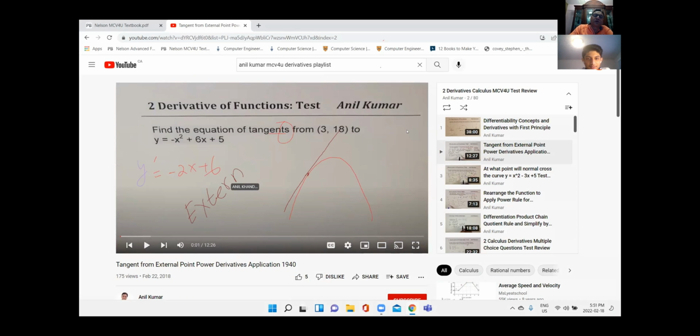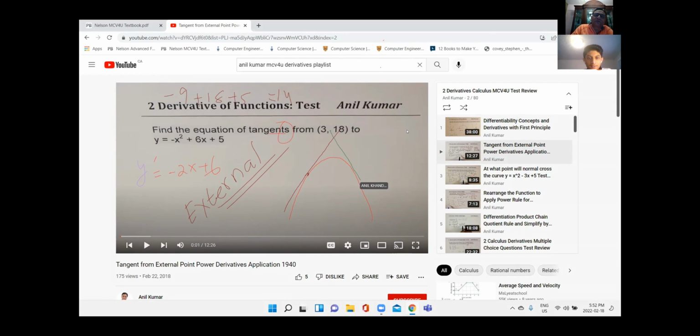Very, very important. Many students get lost. So it's not on the curve? If you plug in 3, just plug in 3 and find the value of y. What do you get? Minus 9 plus 18 plus 5. How much is it? It is not 18, right? It is 14. So the point is not on the curve. Since it is an external point, we actually get 2 tangents from this point. You get the idea?